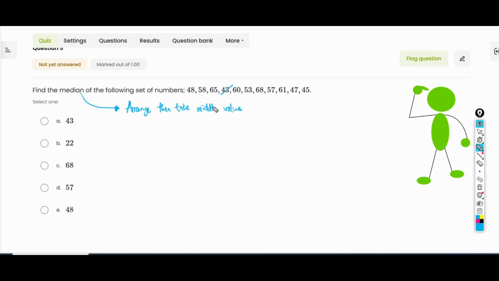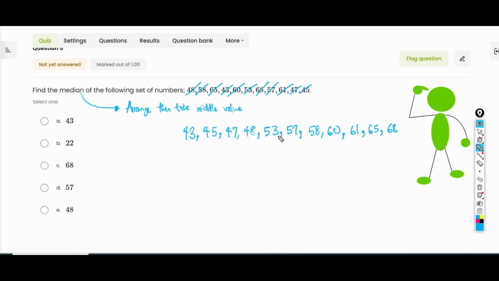Smallest number there is 43, I believe, followed by 45, then 47, then 48, and then I believe 53, then 57, then 58, then 60, and then 61, and then 65, and then 68. So 1, 2, 3, 4, 5, 6, 7, 8, 9, 10, 11.